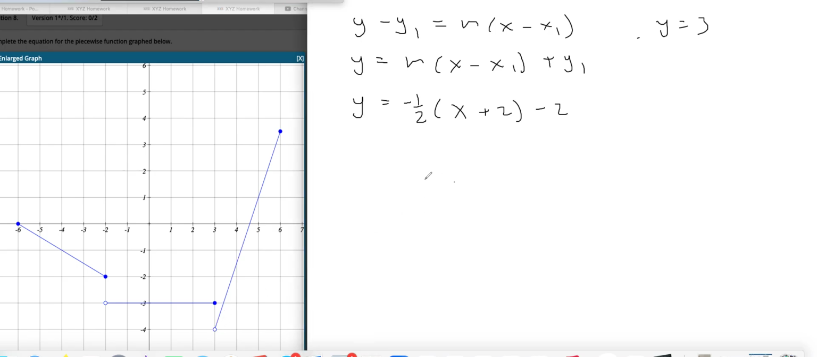And then for this one over here, if I do the same thing, we'll go y equals, our slope on that one is going over, let's see, it's right there. So it's going over 2 and up 1, 2, 3, 4, 5. So our slope is 5/2. And then I'll go ahead and use this point right here. So I'm going to use 3, -4 for my x and my y.